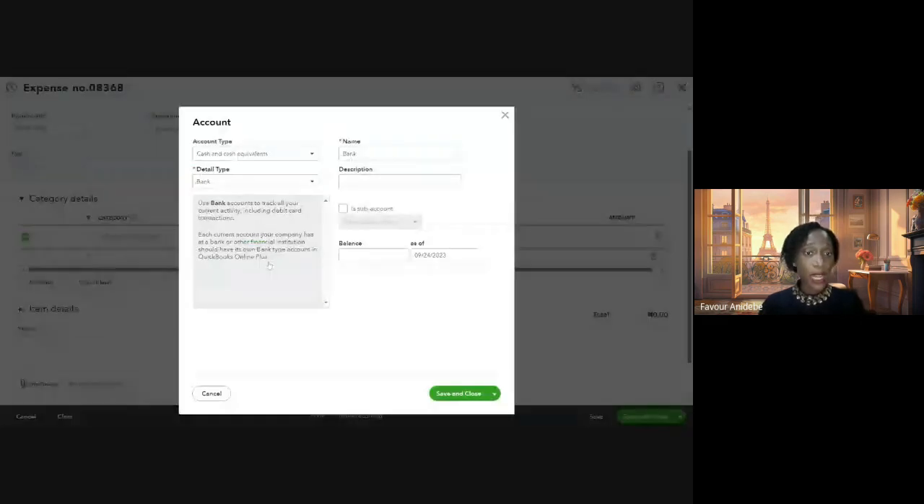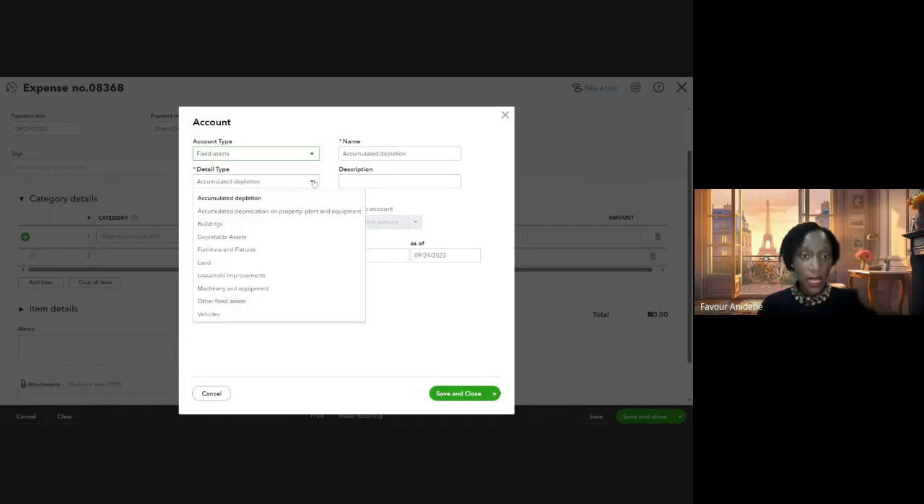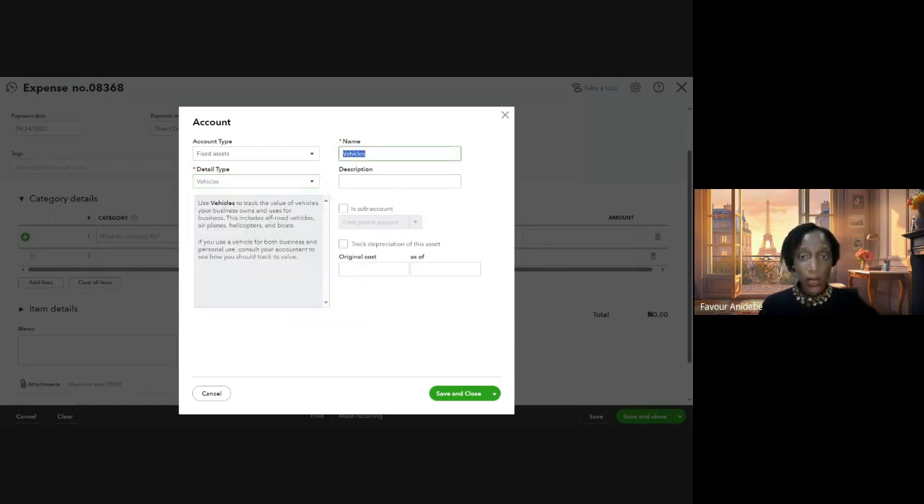So we just click on add new, and we call it fixed asset, and you can see here there is vehicles. You can now call it motor vehicle. If you want to be specific, truck. Then track. So this place is assets.